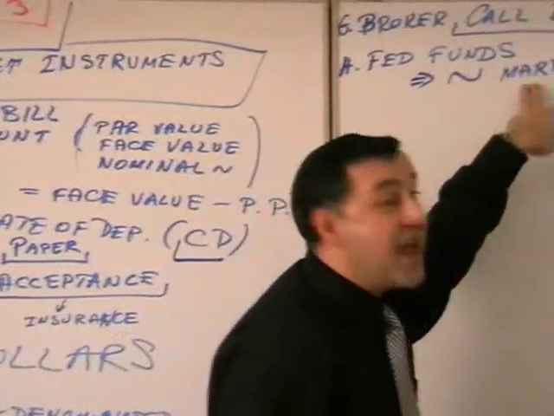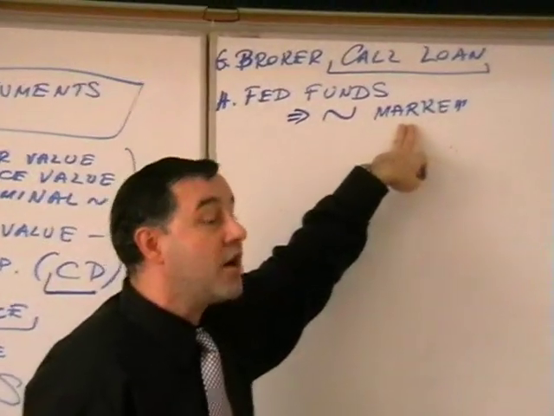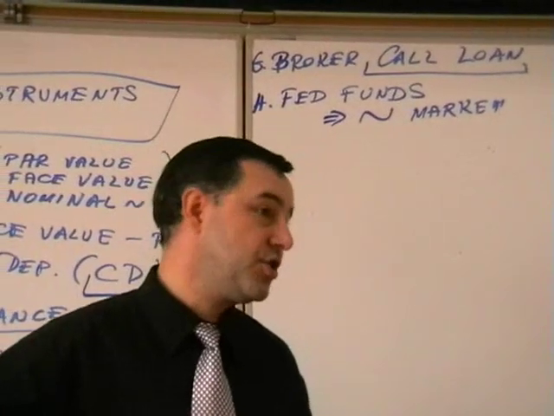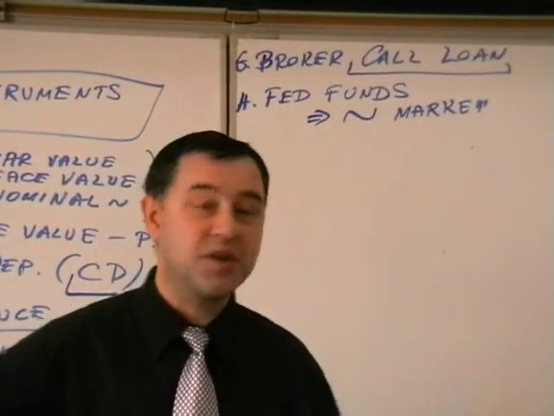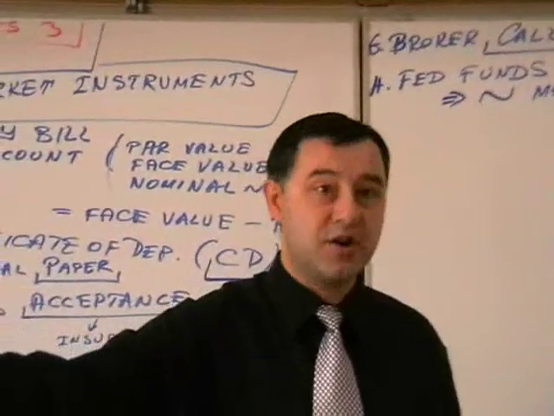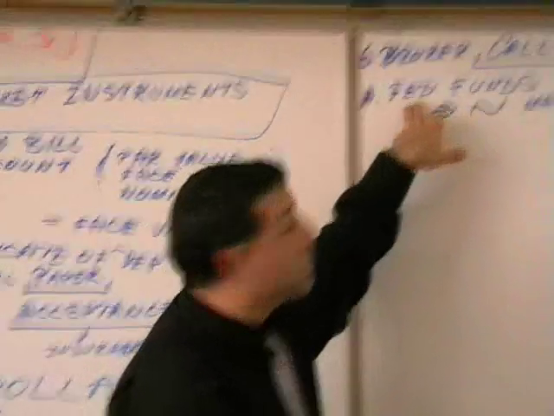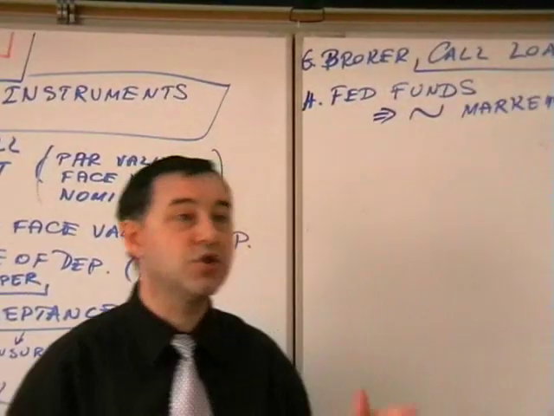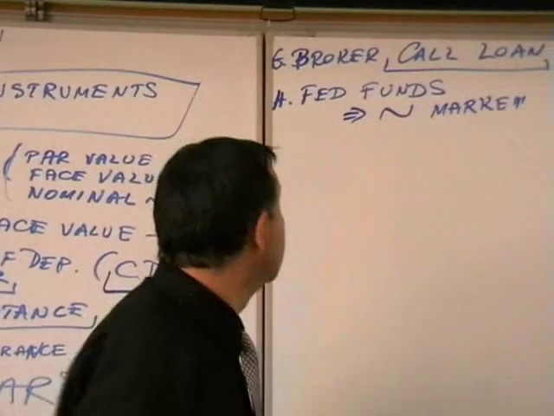So this is a market. On this market, the participants are only commercial banks. Well, the Federal Reserve could also participate, but one bank loans its excess reserves to another bank. It loans the Fed funds, but it's just a deposit. All right, it's just a deposit at the central bank. That's why I'm saying it's confusing.